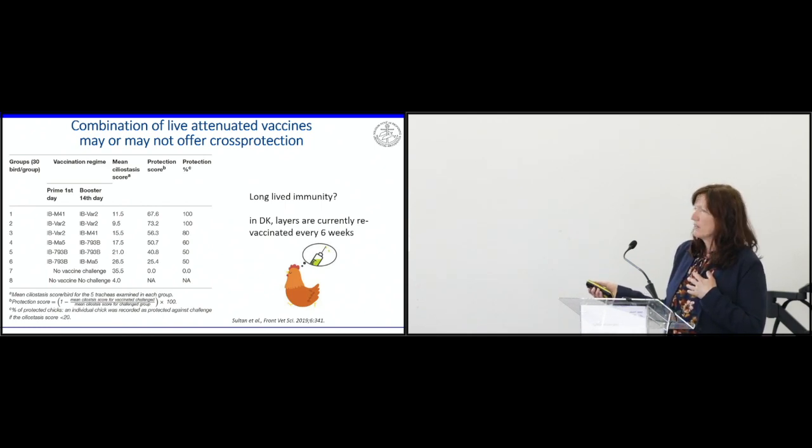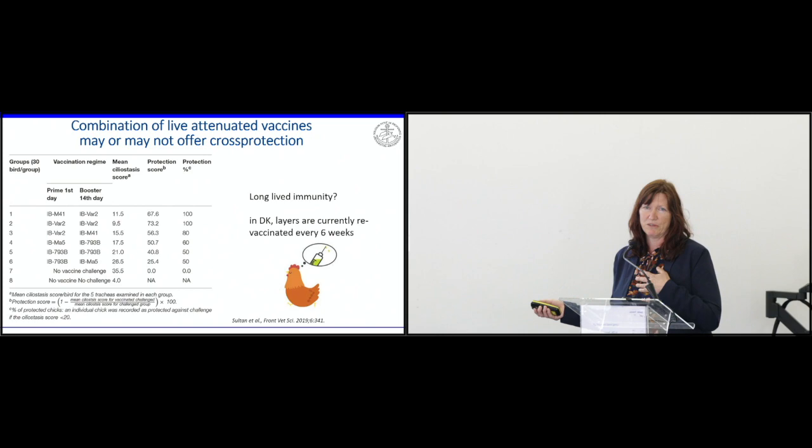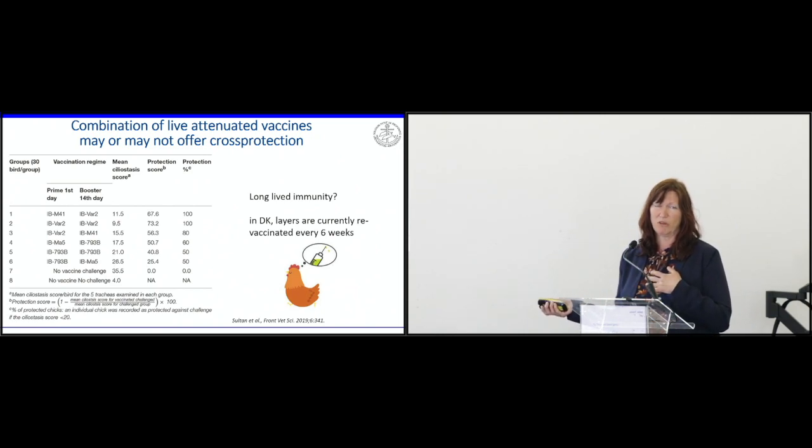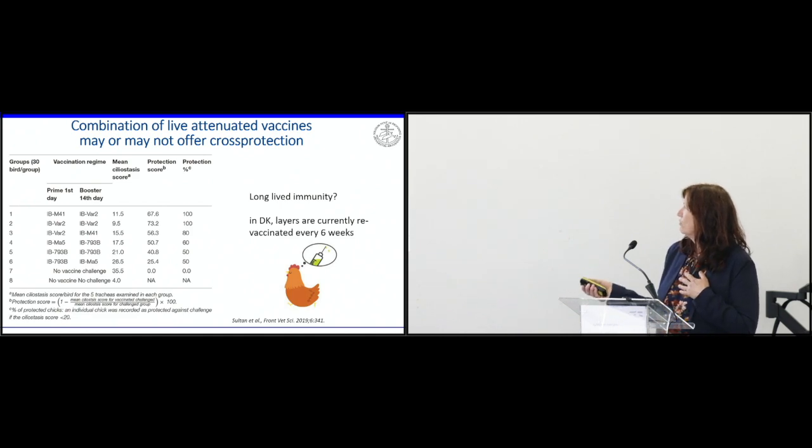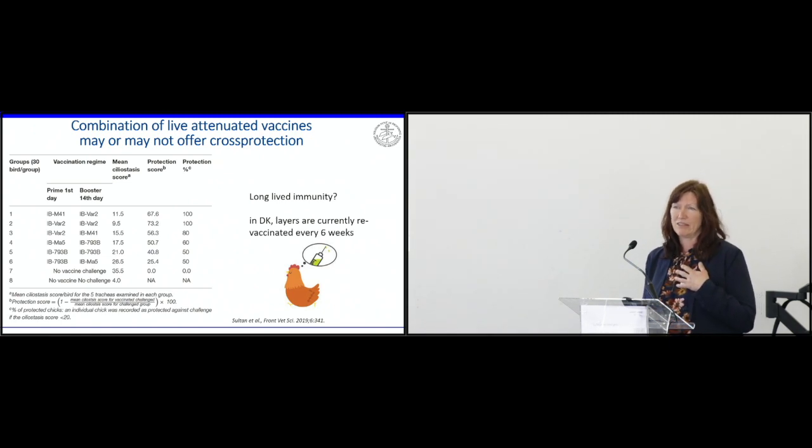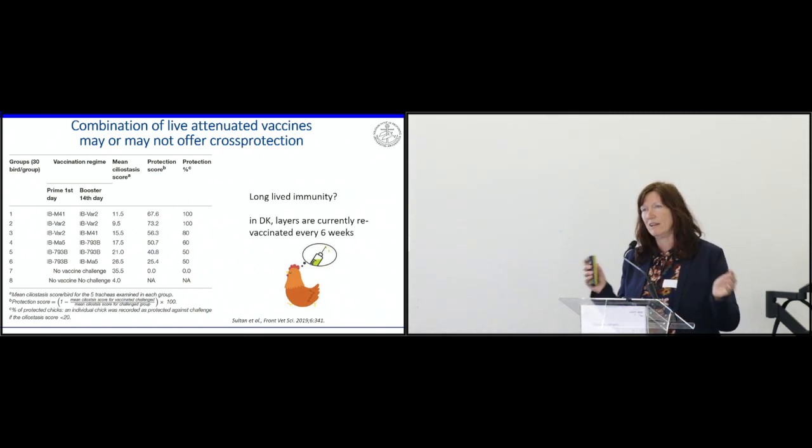We also have a problem with long-lived immunity. In Denmark, actually, the layers in the production period are currently vaccinated every 6 weeks. It is actually a huge problem, and the quality of the vaccines are not that good. And it may not be a sustainable strategy to keep trying to figure out these protector types.